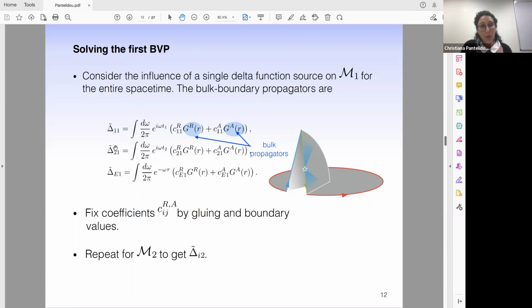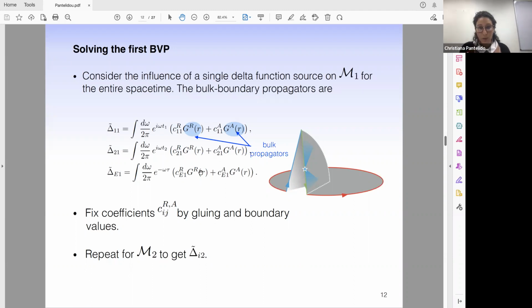Okay. And in all 3 cases, we can expand this bulk to boundary propagator in terms of the retarded and advanced bulk propagators in this way, with some unknown constants C^R and C^A for each of these 3 bulk to boundary propagators. Okay. And so we have 6 undetermined constants that we need to fix. And it turns out that we have precisely 6 conditions that we need to impose.